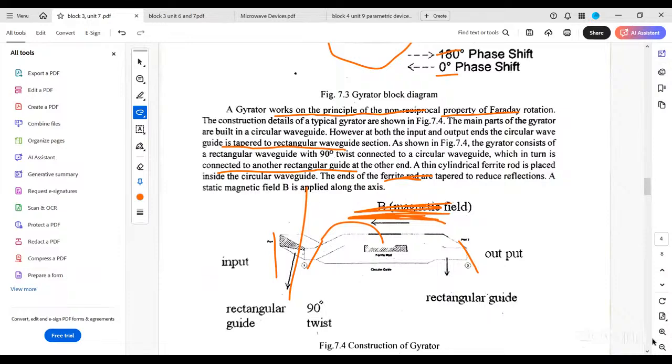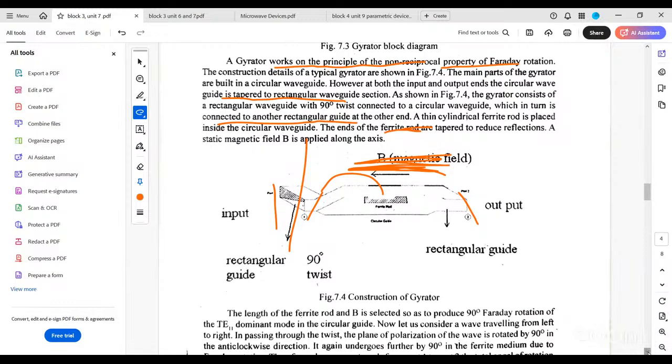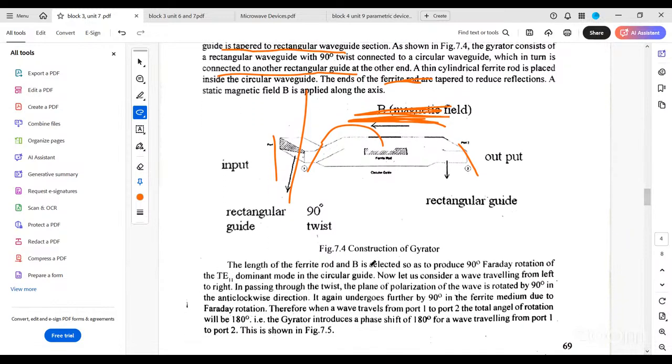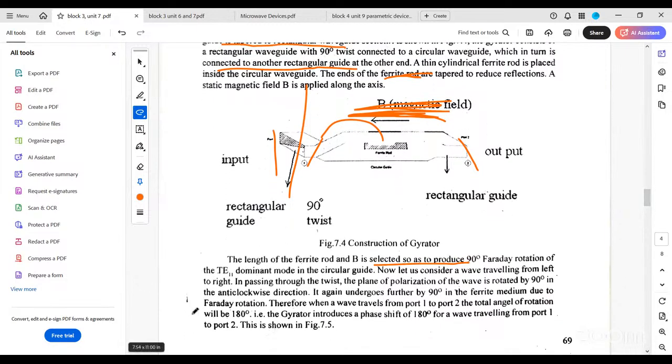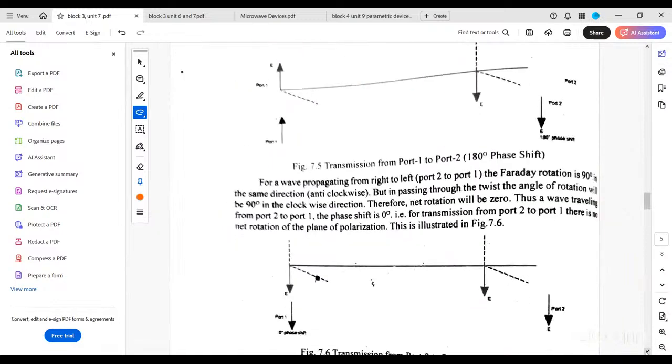We will see the next paragraph. Ferrite material, how much angle is it producing? 90 degrees. The twister is producing 90 degrees. Total 180 degrees in the same direction. Look here, this paragraph produces 180 degrees. So from port 1 to port 2, how much phase angle is it producing? 180 degrees phase angle is produced from port 1 to port 2. This diagram is given in 7.5. Port 1 to port 2, 180 degrees phase shift. Now we will see port 2 to port 1.